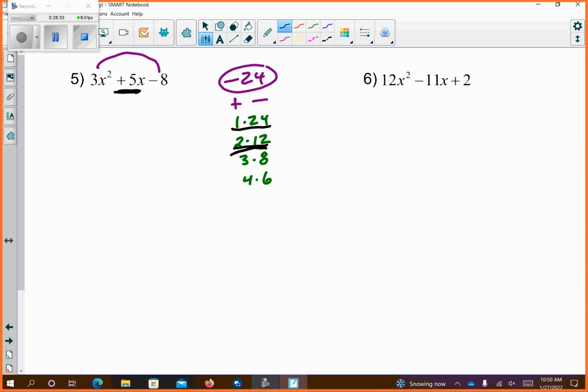What about 3 and 8? Which one has to be positive when I add them together to give me positive 5? 8. So that means the 3 has to be negative. Let me stop there. That's kind of a big idea. Negative 3 added to 8 gives me positive 5. If you flip-flop the signs, you would get negative 5, and I'm not looking for negative 5. I'm looking for positive 5. Agree?